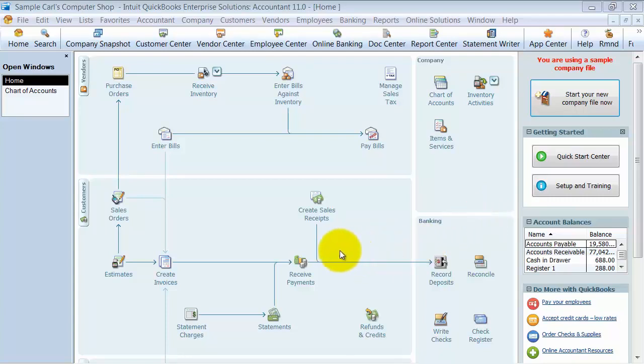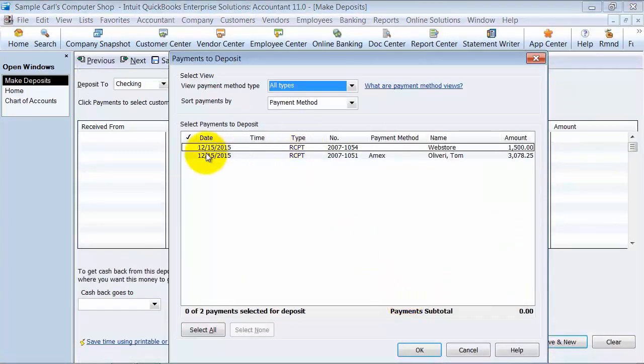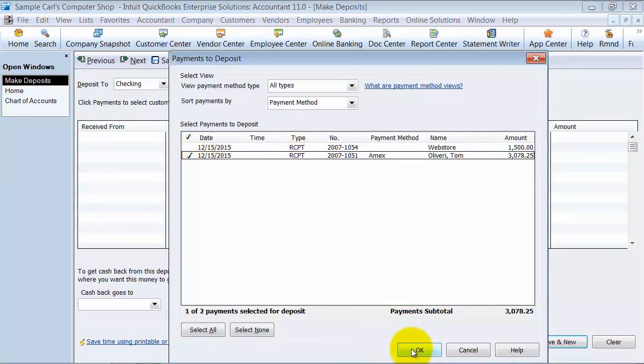So we're going to go ahead in here. You've already received the payment, obviously. We're just going to record the deposit. So we're going to go to record deposits. Okay, it's going to pop up my little screen. Here's my Amex payment here. Say okay.